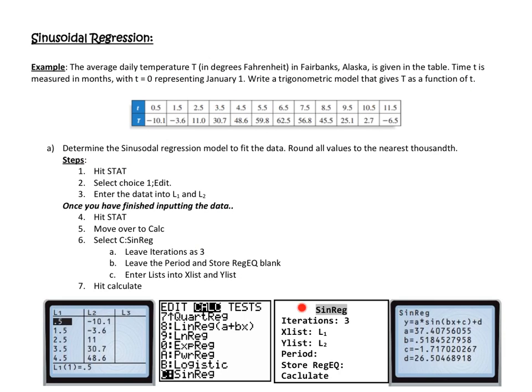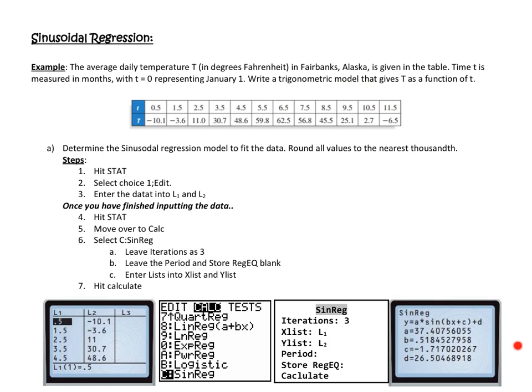Okay, you should get this in your calculator after you hit Sin Regression. Now this iteration is 3. Leave it. It's a default. We'll never change it. The X list and the Y list are L1 and L2, as always. Period, we're going to leave blank. Store regression equation, we're going to leave blank. So the 3 stays, and these 2 we leave blank, and then just hit calculate.